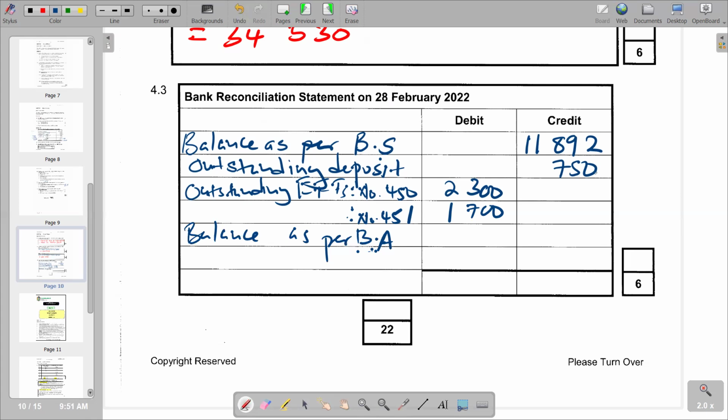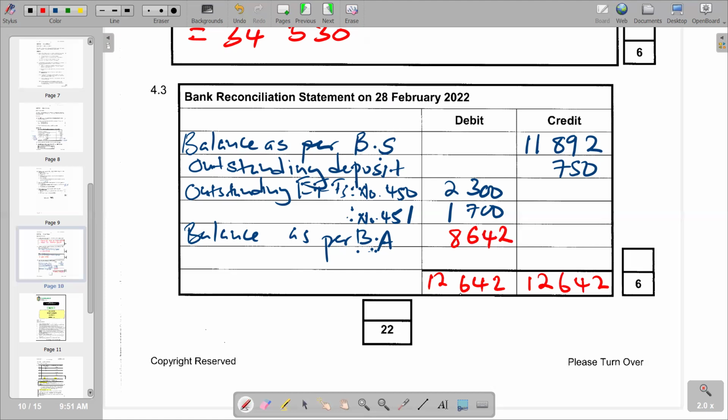So if you add the total of the debit and the credit, you are going to see that the credit is going to be the greater side, with a total of 12,642. So that total is also supposed to come to the debit side, 12,642. And then if you say 12,642 minus 1,700 minus 2,300, you're going to get the balance here, which is 8,642. So this becomes the balance that we are looking for.